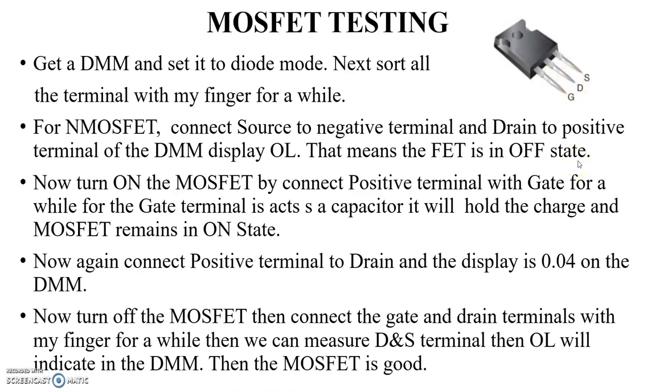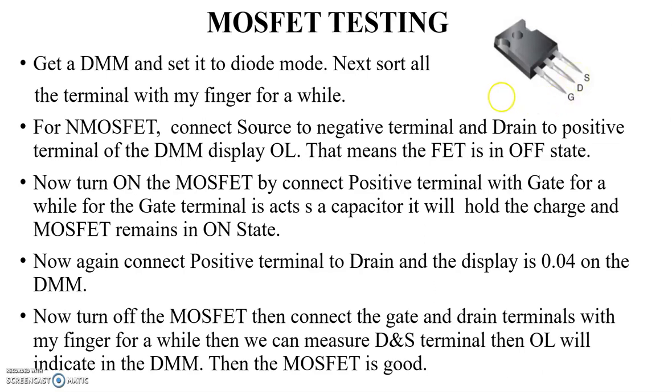Now turn off the MOSFET again by connecting the gate and drain terminals with my finger for a while. Then we can measure the drain to source terminal. It will look like this. OL will be indicated on the DMM. Then the MOSFET is in good condition.